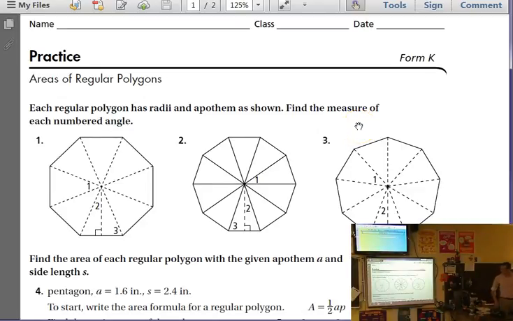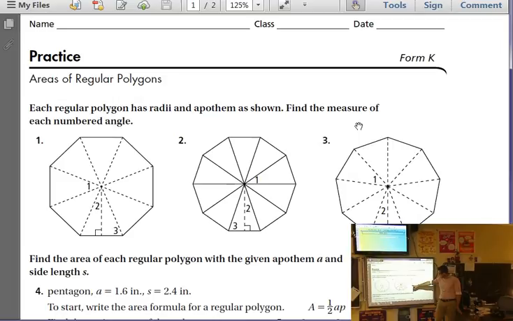So when we first started out using what we know about the polygons to solve for the unknown angle measures, 1, 2, and 3 are essentially all the same thing, except they have different amounts of edges. So, anyone have a request?